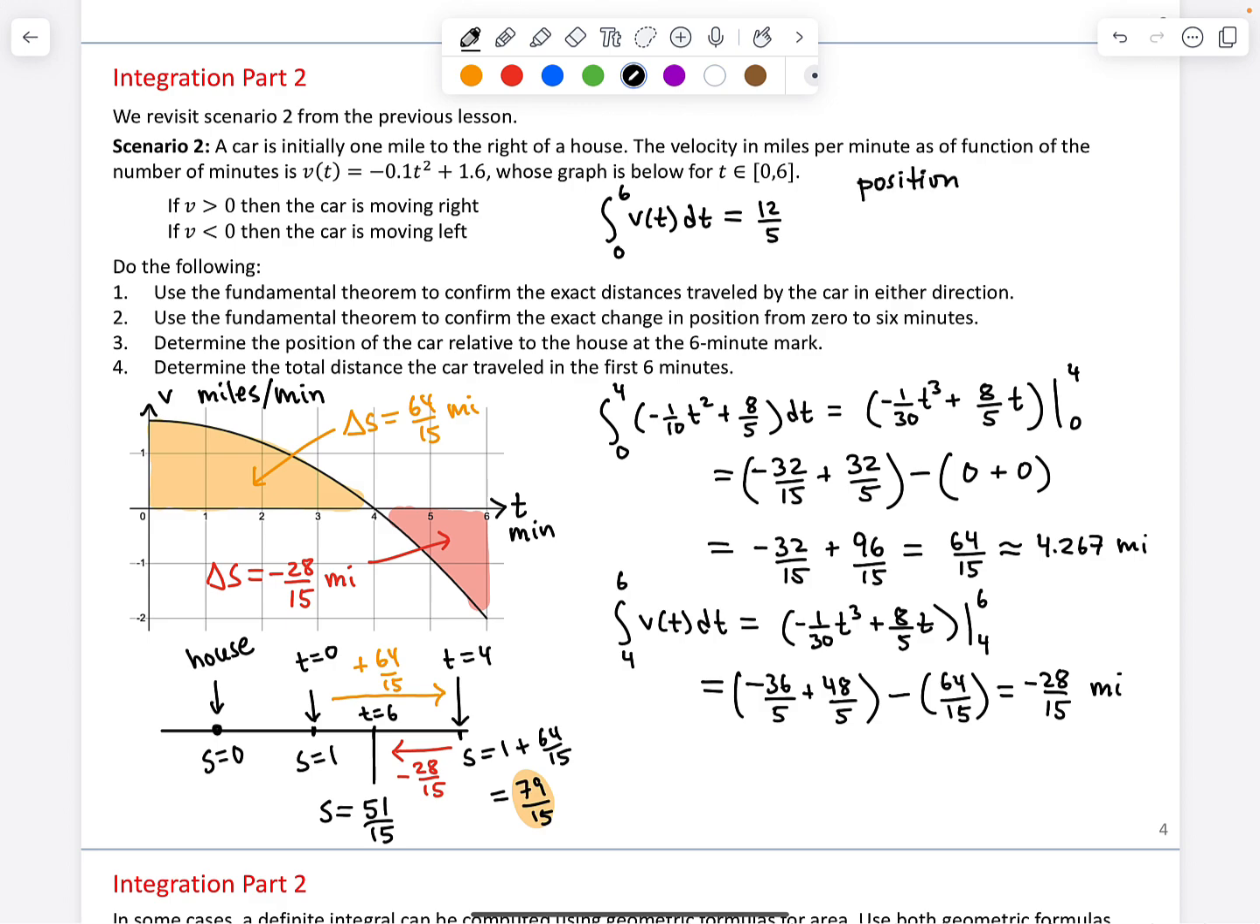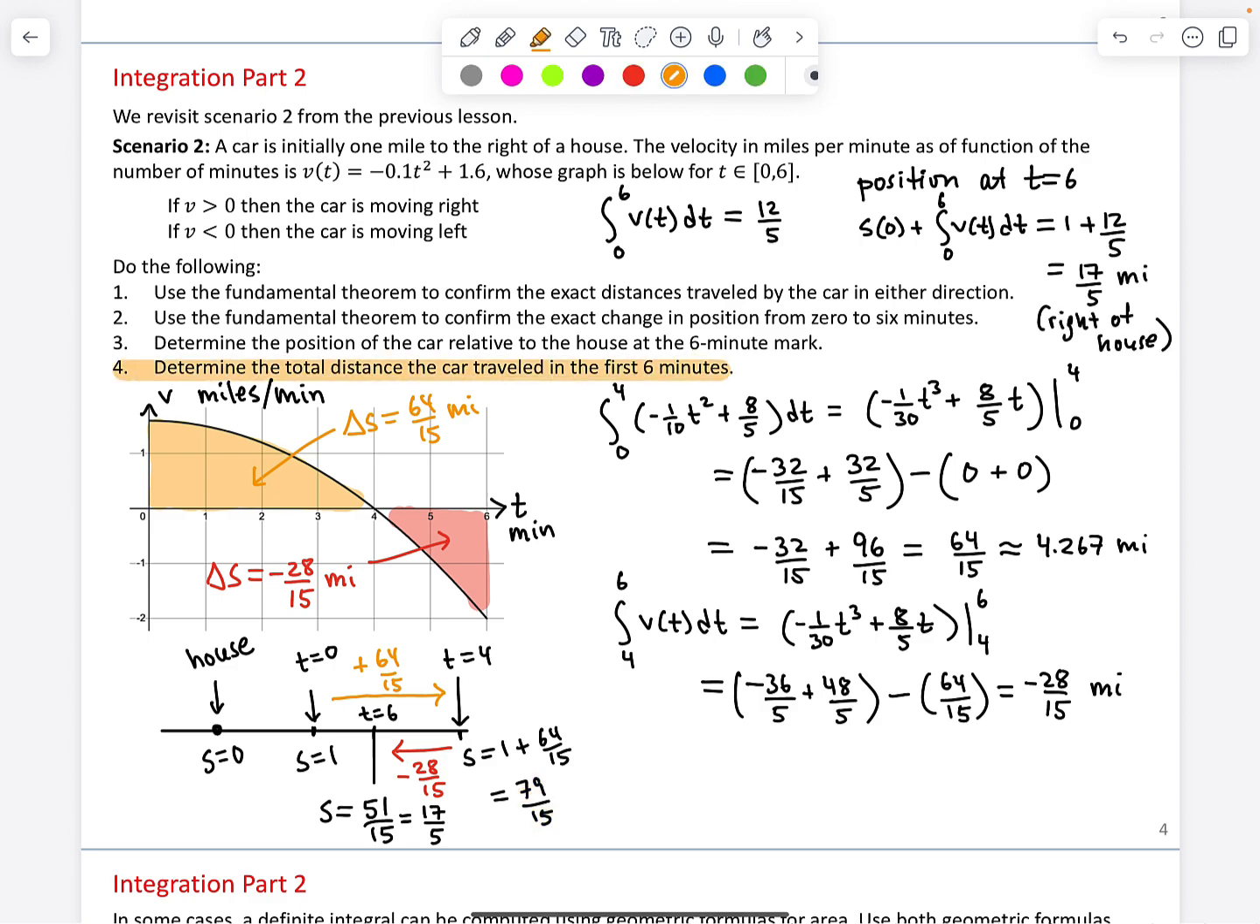So our position at time 6 would be our position at time 0 plus this integral that we just calculated. And we get 1 plus 12/5, which is 17/5. I should note that our 51/15 we had over here, I neglected to simplify this, 51/15, both numbers are divisible by 3, so our position at time 6, according to this analysis, is also 17/5. And this would be measured in miles, and we are right of the house.